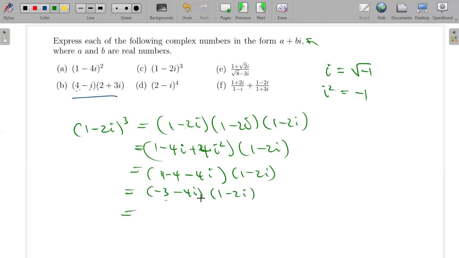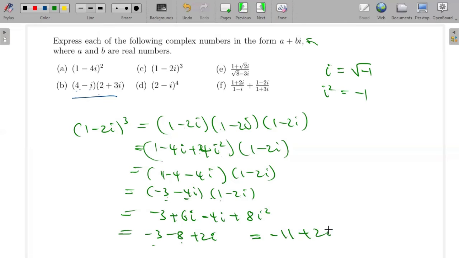Again, here you multiply. So negative 3 multiplied by 1 gives us negative 3. Negative 3 by that there gives us positive 6i. And then you have negative 4i multiplied by 1, you get negative 4i, then that multiplied by that gives us positive 8i squared. So I replace the i squared with negative 1. That is going to give me, I'll get negative 3, there I get negative 8. I can subtract the 4i, that gives me positive 2i. And then this here is just going to be equal to, I add that there, I get negative 11 plus 2i. And that there is going to be my answer.